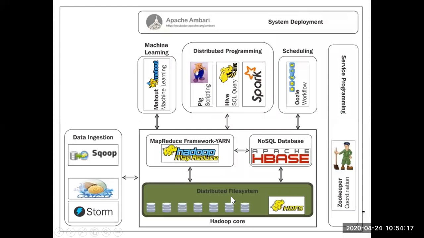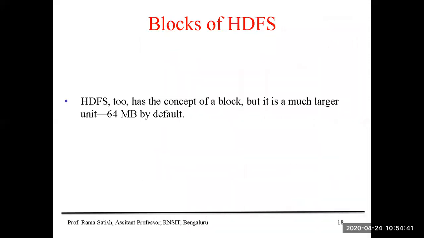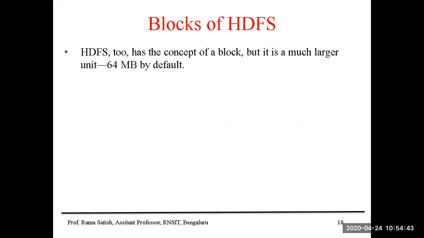Hadoop distributes the file. It will not store it in one single computer; it will store it in multiple computers. So that is the concept. And Hadoop stores the files in terms of small chunks called blocks. It will store the file contents in terms of blocks. This is what we have understood in the previous class. So Hadoop has the concept of blocks.